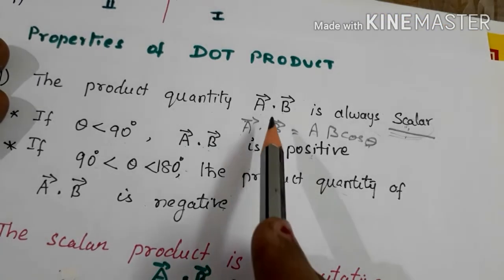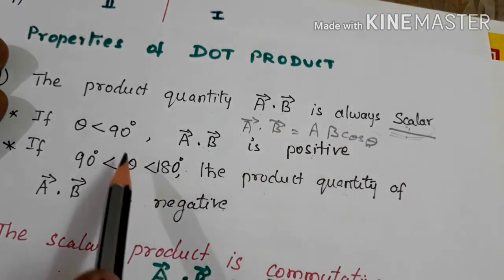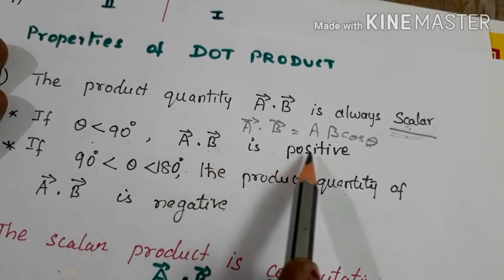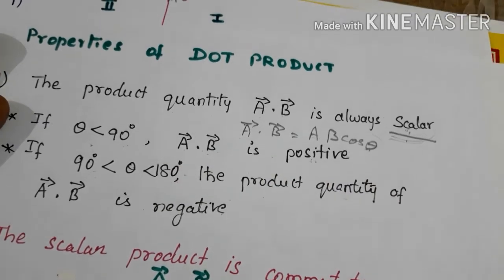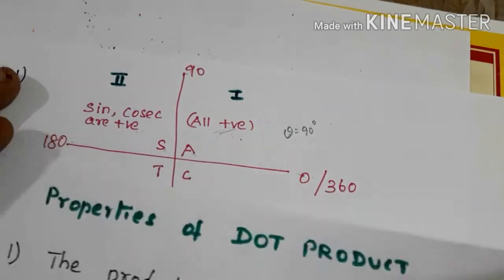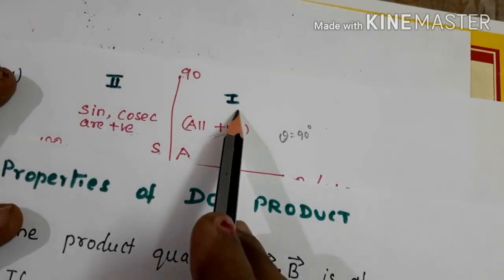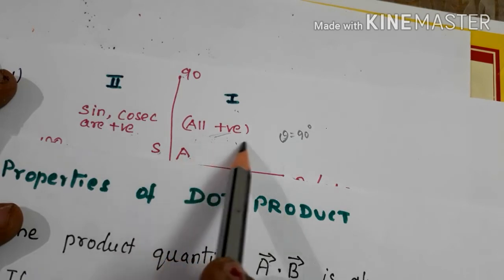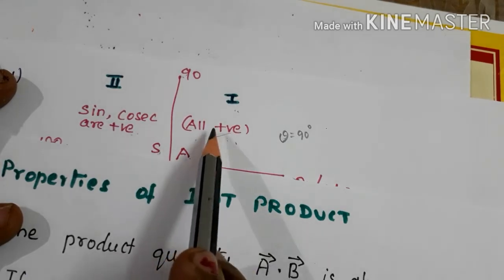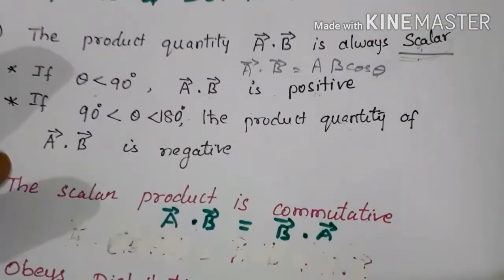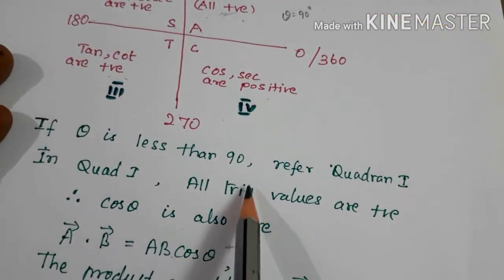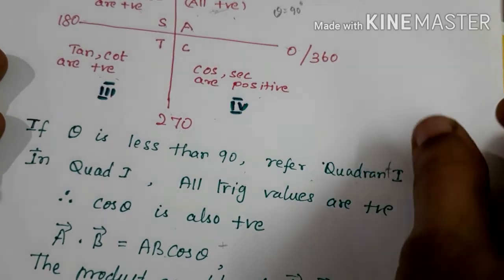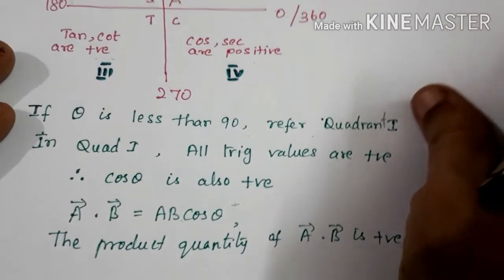The product A vector dot B vector is always a scalar. You know that if theta is less than 90 degree, A dot B vector dot product will be positive, right? Theta less than 90 degree means it belongs to first quadrant. In the first quadrant, all the trigonometric values, sine, cos, tan, cot, are positive. So cos will also be positive. If theta is less than 90 degree, it refers to quadrant 1.